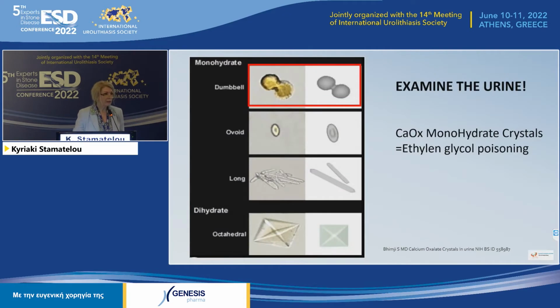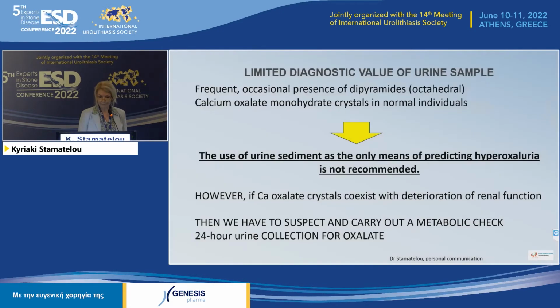We should also look at the urine. When you look at the urine, you might see the characteristic dumbbell, which I have here on top. This is the calcium oxalate monohydrate crystal. Make sure you don't have an ethylene glycol poisoning because these crystals can show up when you have that poison. Except for the dumbbell, calcium oxalate monohydrate can have other forms as well, but they're more rare.